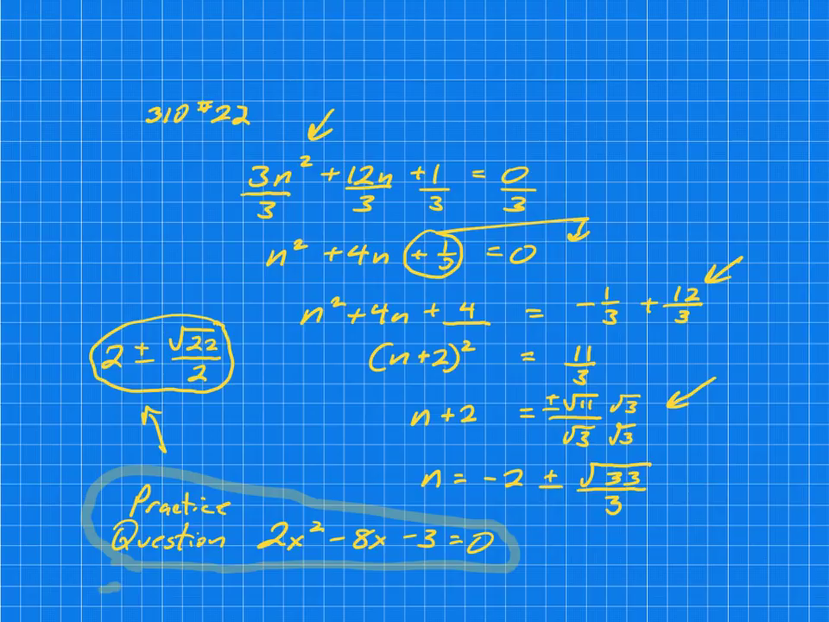We use this as a tool to solve equations. An example of a simpler version of a completing the square problem would be number 13 in the book on page 310, and it's x squared minus 2x minus 5 equals 0. The reason this one is not so difficult is that we have a coefficient of 1 in the quadratic term. So we don't have to divide anything out.